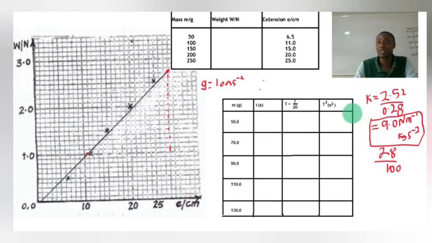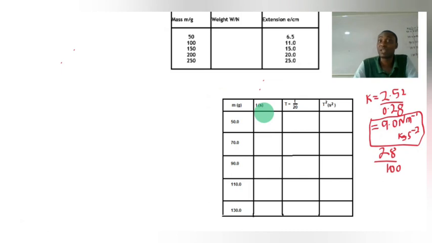Now, another method that you can use: let me delete this graph. I'm going to delete the graph, and I'm going to look for the value of K from here. Another method you can use to get the value of K is by converting all of this to Newton. That's going to be a little bit more tedious than this. So what you're going to do is this.